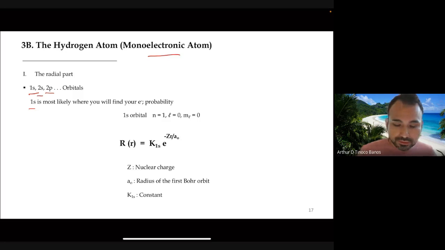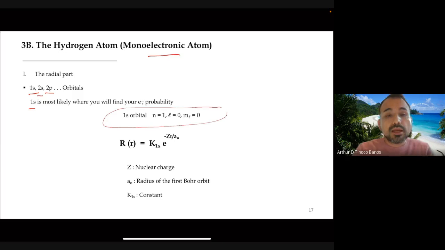Okay, so focusing then on a 1s orbital, we know that the 1s orbital is spherical. And so let's define the quantum numbers. So n equals 1, L equals 0 is the only possibility, and m sub L equals 0. All right, so these are the three quantum numbers that we can keep in mind.